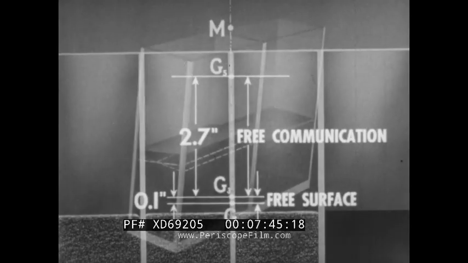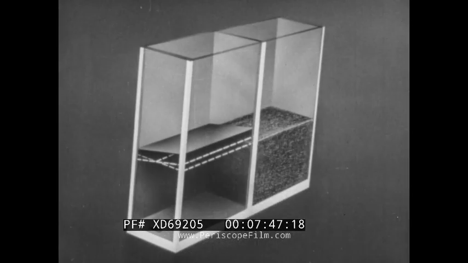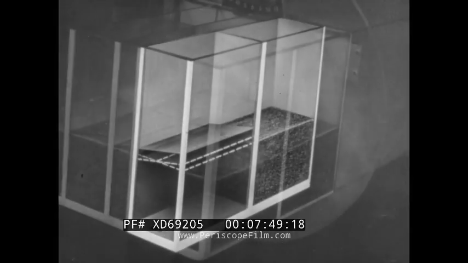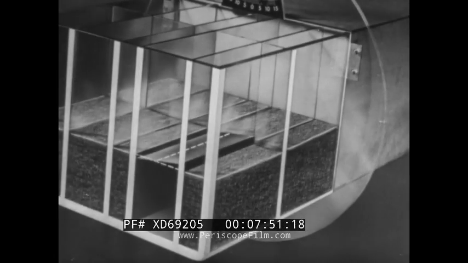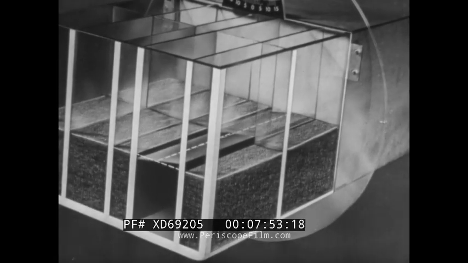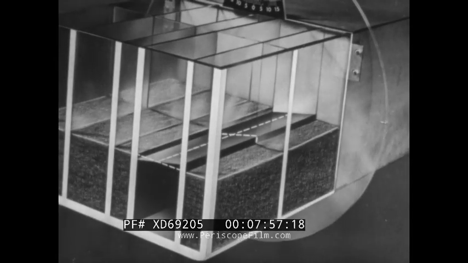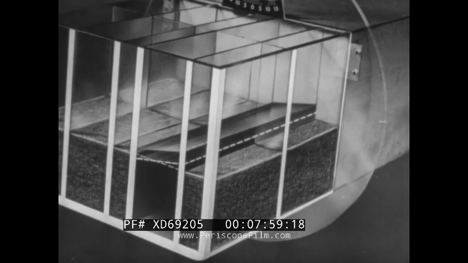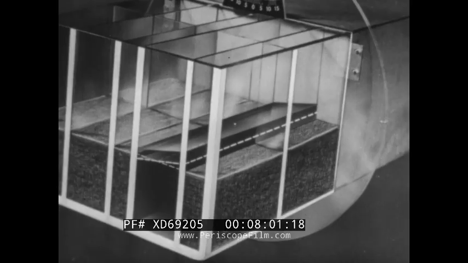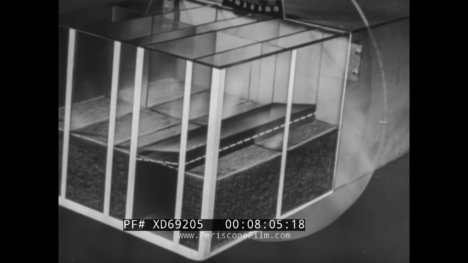Both components will vary with the width and length of the compartment. In a compartment twice as long, we know that the free surface effect is twice as great. The effect of free communication is also twice as great, because the amount of added or removed water in the double-length compartment is twice as great.